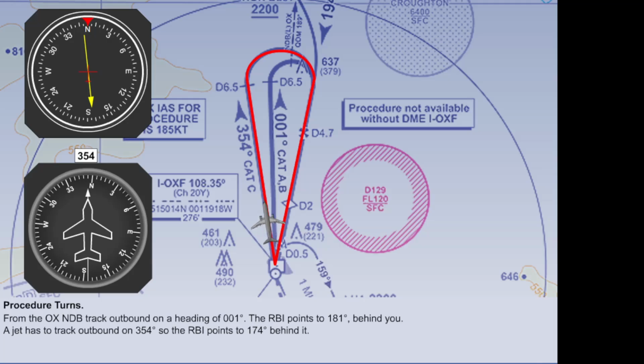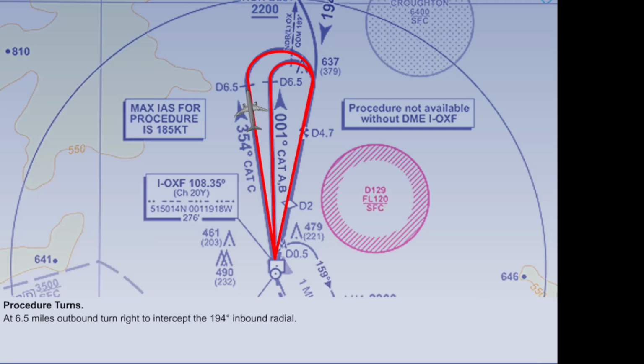If you are in a Category 3 aircraft, a jet, you are told to track outbound on 354 degrees, which means that the head of the needle points to the reciprocal, which is 174 degrees. After 6.5 nautical miles, you start to turn right, until you intercept the 194 degrees track to the runway.